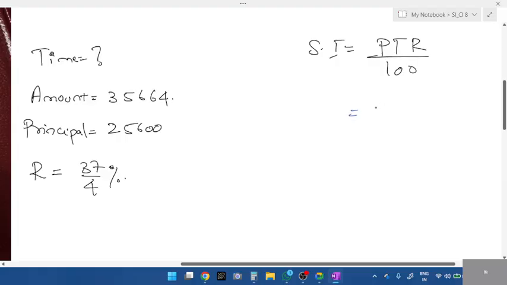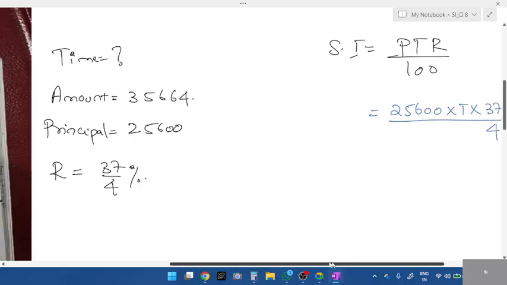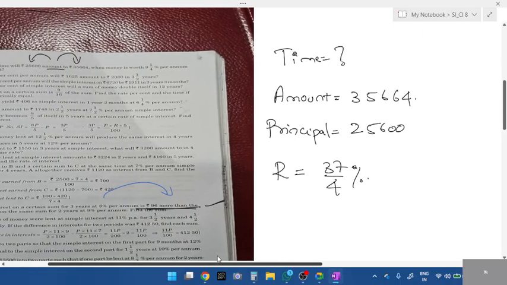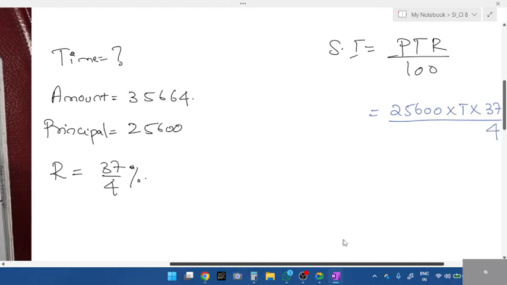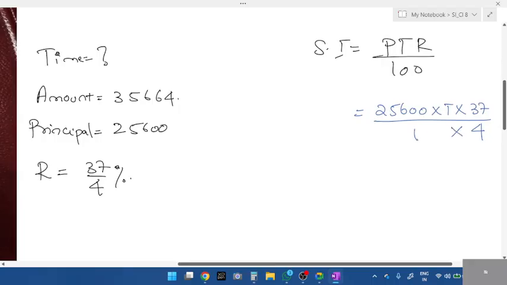Let us substitute the values. Time is not given. Principal is given. How much is principal? 25,600. Time, keep it as it is. Rate. What is rate given, students? 37 divided by, rate is 9 fours are 36, 37 by 4. Correct. Into 100.